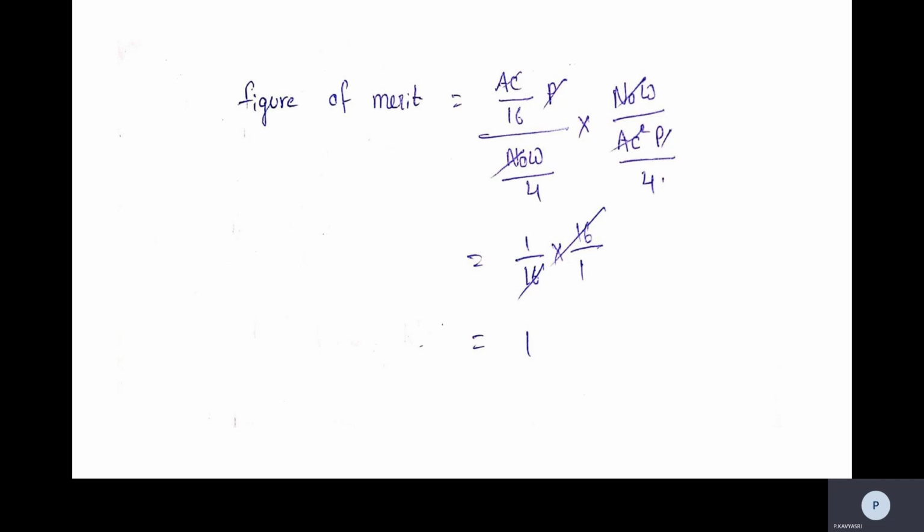So the figure of merit formula is output SNR by input SNR. That's why we're substituting here the 4 parameters. So figure of merit means output SNR by input SNR. Output SNR means S naught by N naught, and input SNR means SI by NI. So I'm substituting like this.